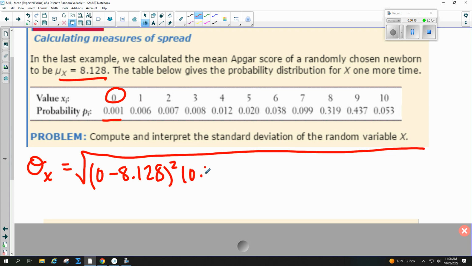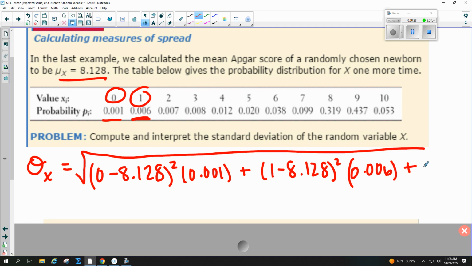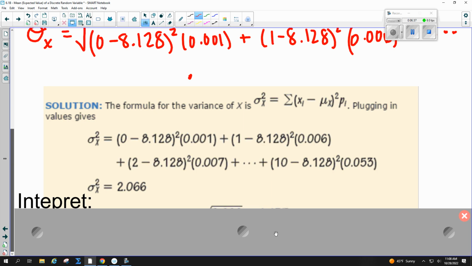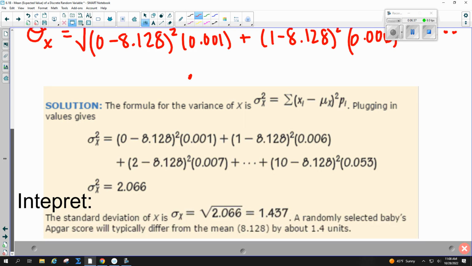0.001 plus. Then we're going to do the next data point, which is a 1 minus the mean, squared, times its probability, 0.006 plus. I'm running out of room, so I'll just do my dot, dot, dots. And we get, I think this one is 0.94. Let me look. Just kidding, 1.437.